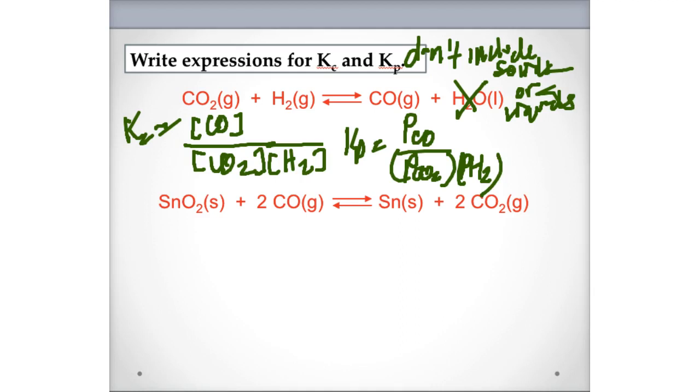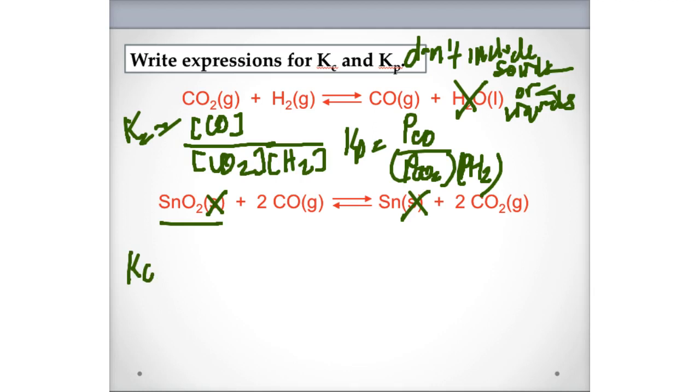The second one, we have a solid. Again, we don't include the solids. And here's another solid. We don't include the solids. Don't include solids, don't include pure liquids. So if you want to put a little X next to these states of matter to remind you, do it.